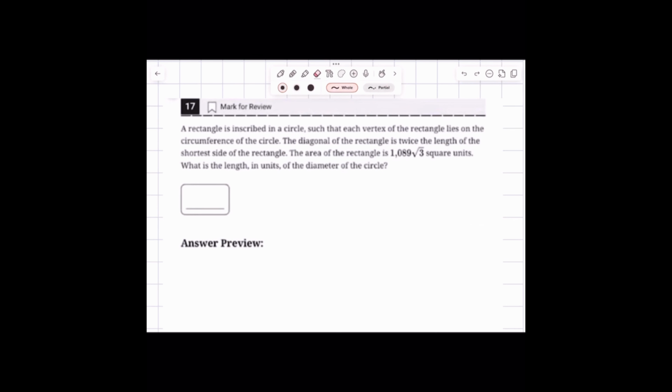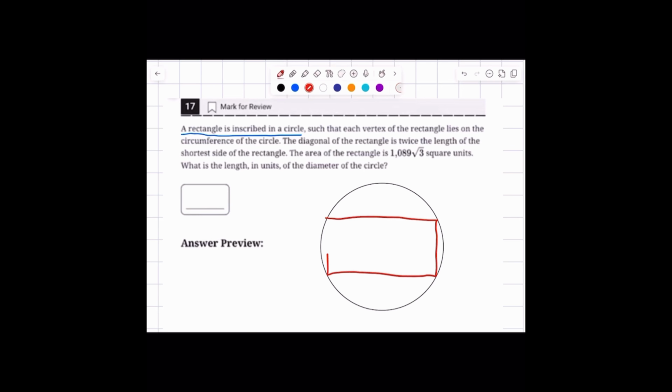Okay, last question. A rectangle is inscribed in a circle such that each vertex of the rectangle lies on the circumference of the circle. So how would this look? Well, we would have a circle like so, and then a rectangle inscribed in the circle. That means each corner of that rectangle, like so, is touching the circumference of the circle, which, if we didn't know, the circumference is this whole little ring part.